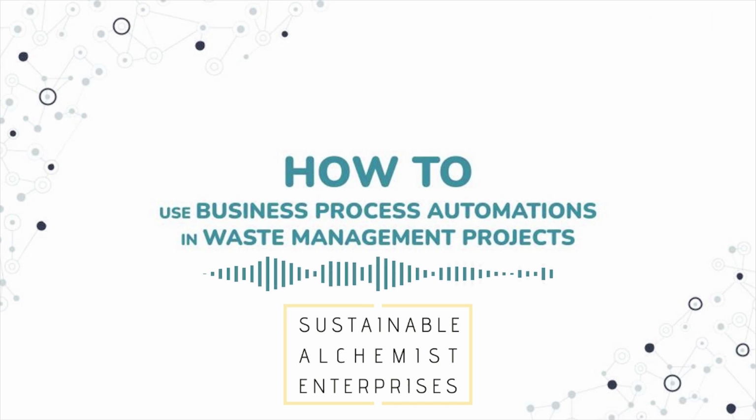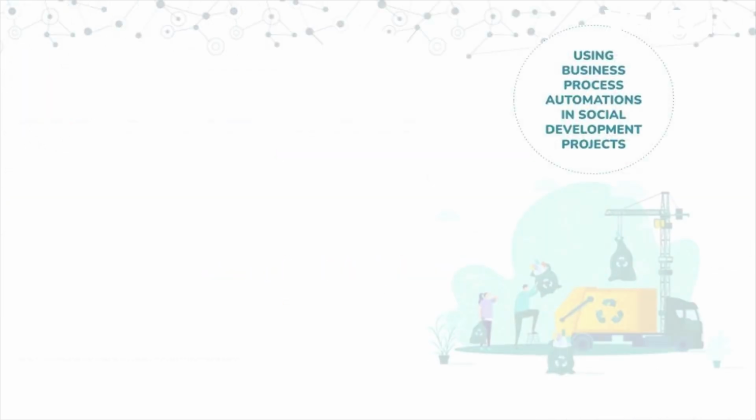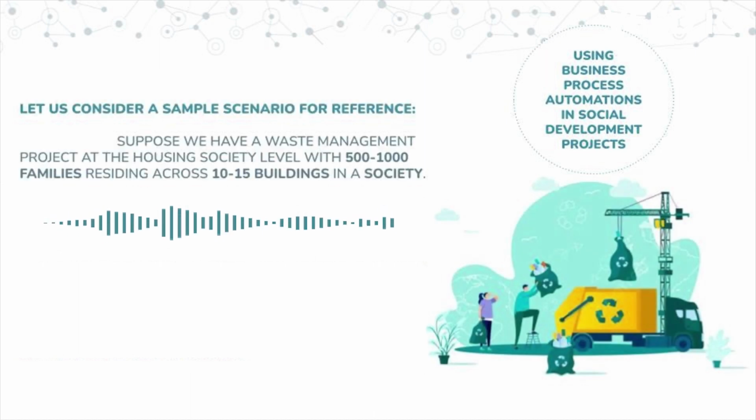Ever wondered how to use business process automation in waste management projects? Let us consider a sample case to understand more. Suppose we have a waste management project happening at the housing society level with 500 to 1,000 families residing across numerous buildings in the society.